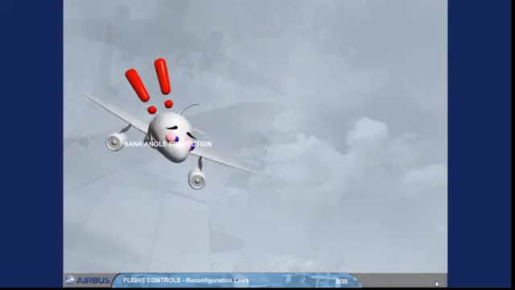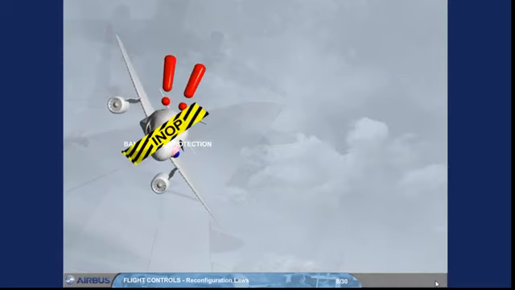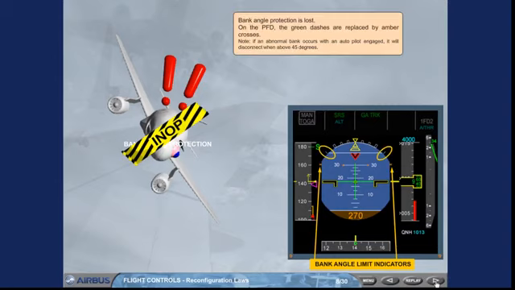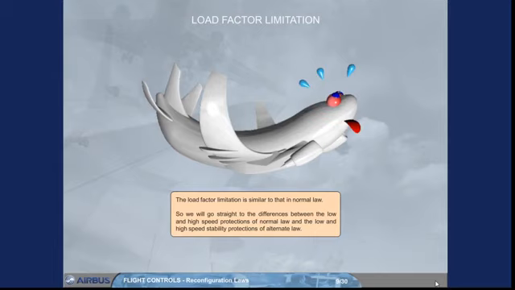Bank angle protection is lost. On the PFD, the green dashes are replaced by amber crosses. Note: if an abnormal bank occurs, with an autopilot engaged, it will disconnect when above 45 degrees. The load factor limitation is similar to that in normal law.